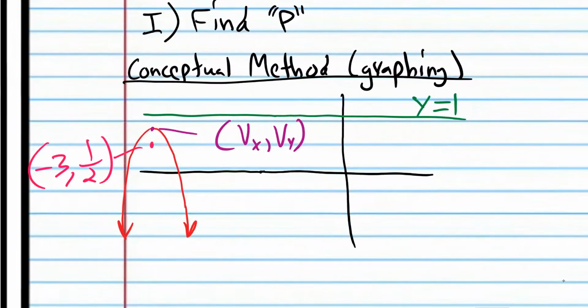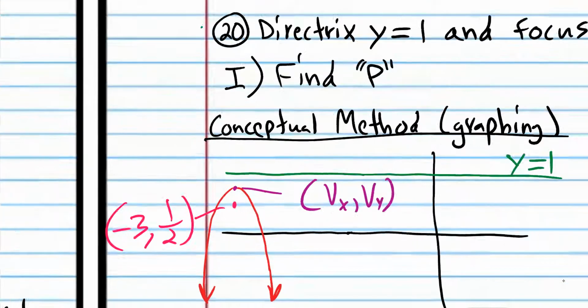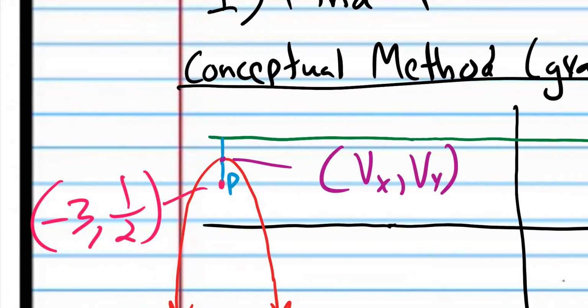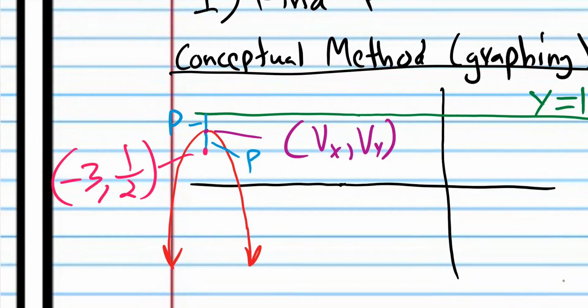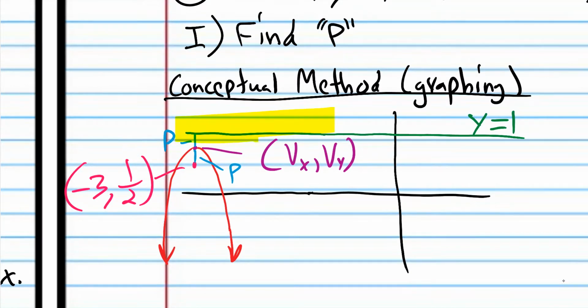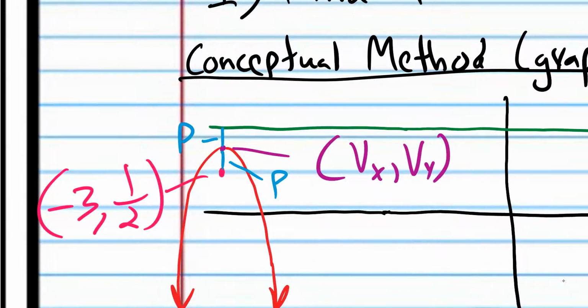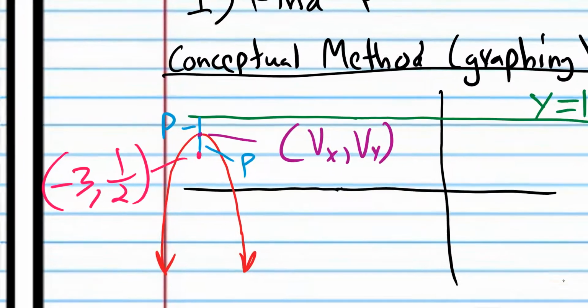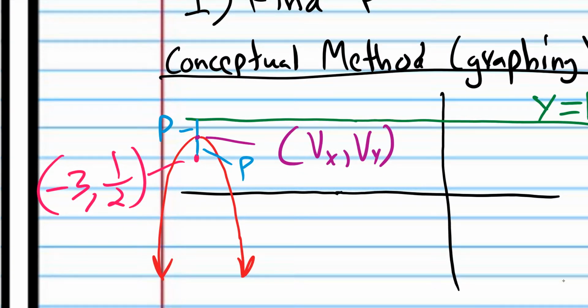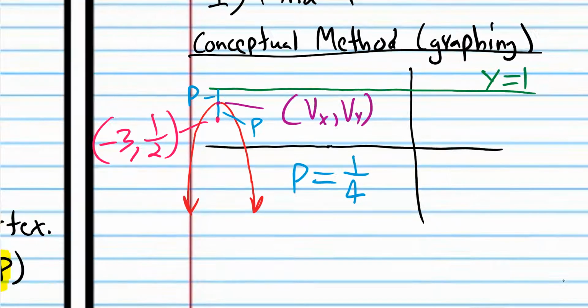Okay, so now p is going to be this distance, but it's also going to be this distance. And we can just look at the coordinates here. So the y value of the focus is 1/2, and this green line is at 1. So the distance from 1/2 to 1 would just be 1/2. This yellow distance from the pink point all the way to the green, that distance is 1/2. So if you divide that in 2, because again p is 1/2 of that distance, then 1/2 divided by 2 is 1/4. So that's the conceptual method.